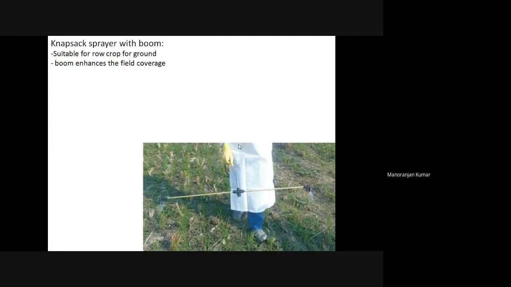The second example of a sprayer is the knapsack sprayer with boom. This is similar to the knapsack sprayer, but here more coverage area is there. You can see the booms are there, and in this boom three nozzles are there. In this way it can enhance the coverage of the area. This type of sprayer is suitable for row crops on the ground. Here booms are present, so the boom enhances the field coverage.